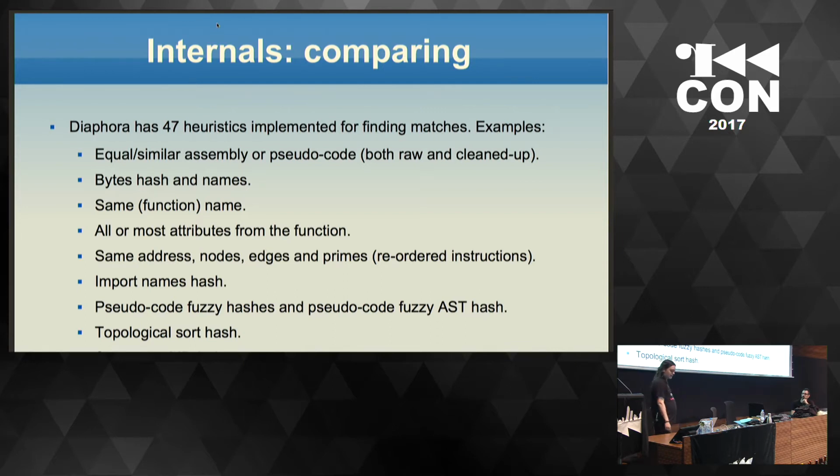Bytes hash and names, the same function name, especially useful for doing patch diffing. All or most attributes from the function: if we have, say, 30 attributes that we calculate or extract from a function, and 27 of them are actually the same, we can, I think, conclude that it's a good match. Same address, nodes, heads, and primes. The instructions, it doesn't matter if they are reordered or not, are actually the same in both functions. So we know that it is actually the same function.